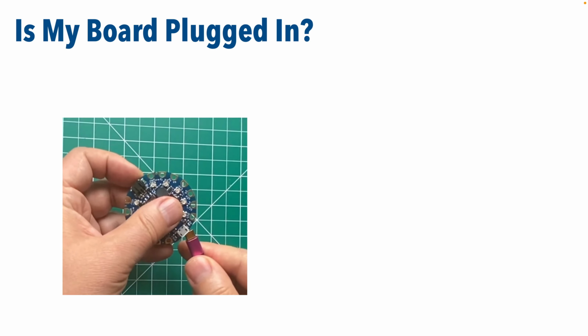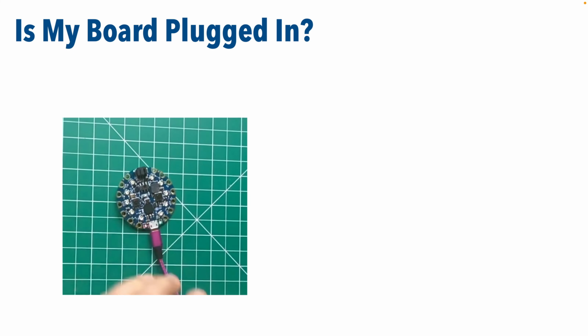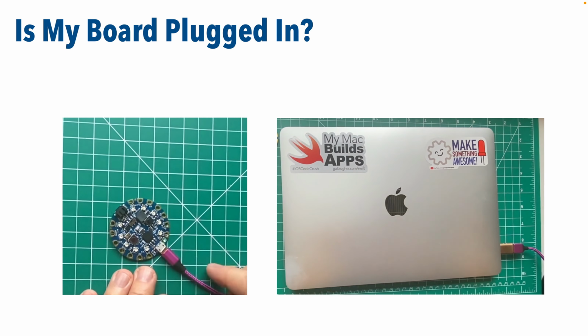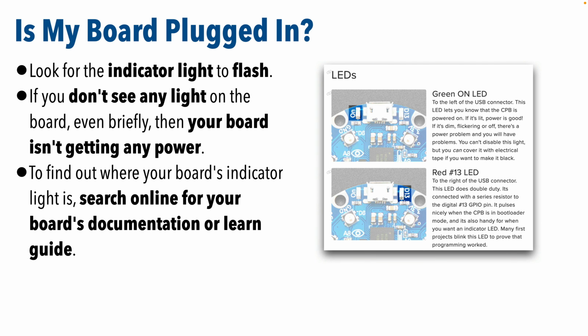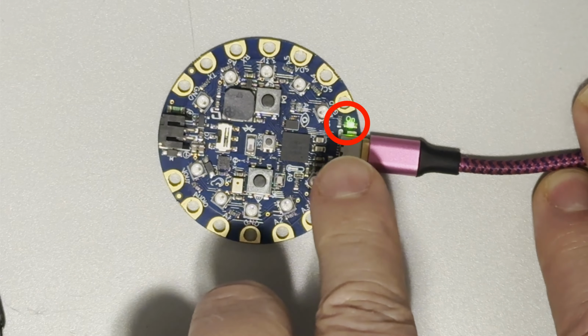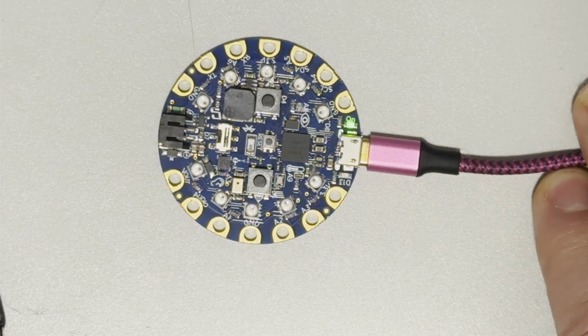First thing is to check to make sure that your board is plugged in with your USB cable, both to the board and to the computer. Now, most boards have some sort of indicator light to show that the board is powered on. It's usually a tiny light located near the USB port. The one for the Circuit Playground Bluefruit is right here. It'll be a steady green when the board is ready for CircuitPython programs.